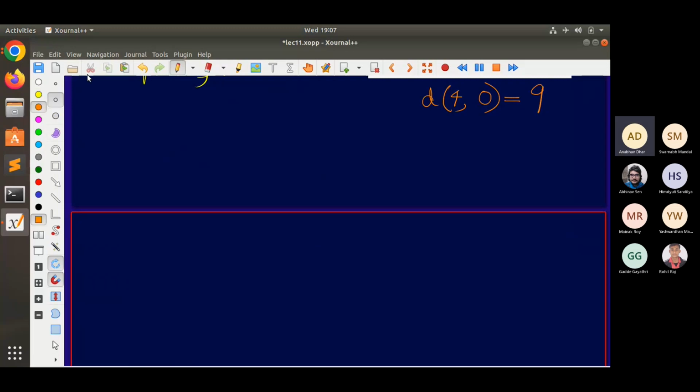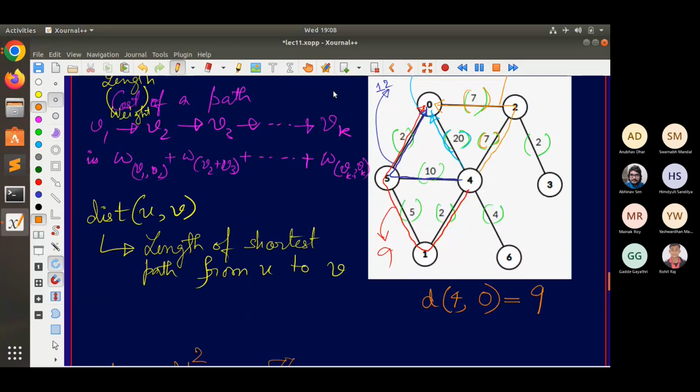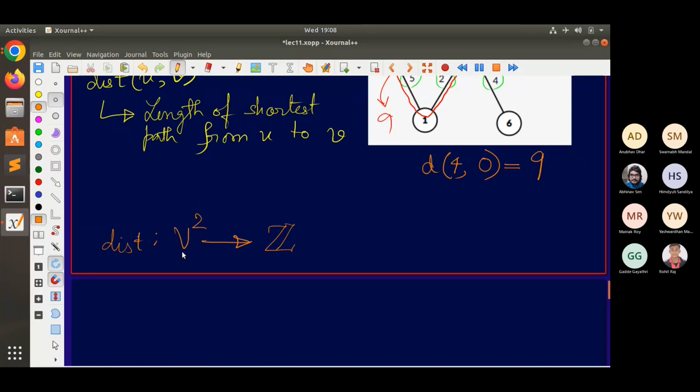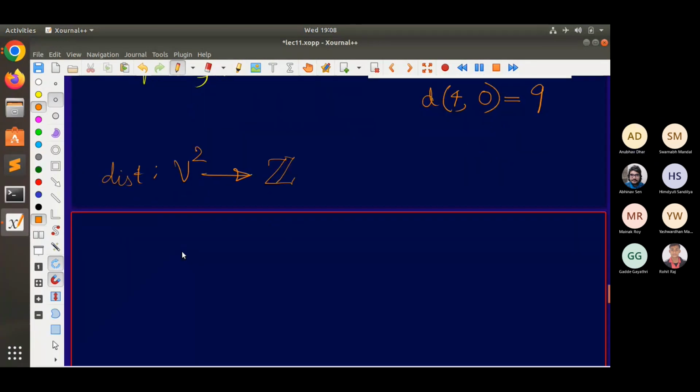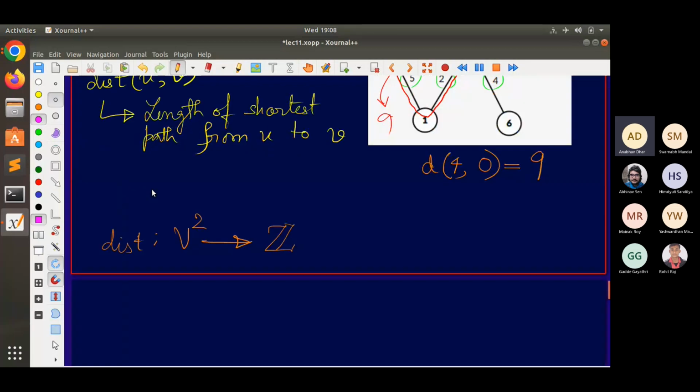Now, the shortest path function. Distance is basically a function from V squared to Z or R or N, whatever our field is. But this shortest path function satisfies the properties of being a valid metric. Explaining what a valid metric is will take a long time, so I'll just explain the properties that this function holds.